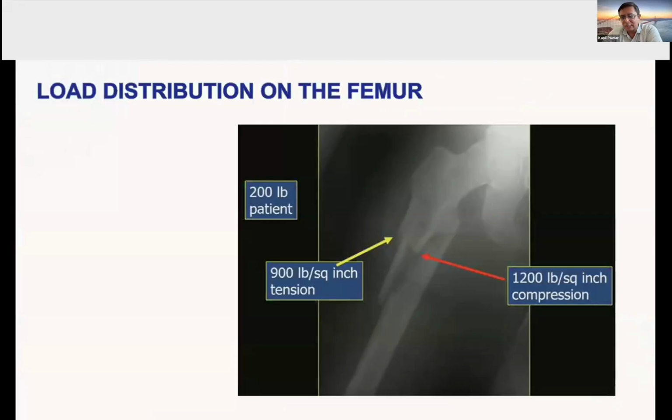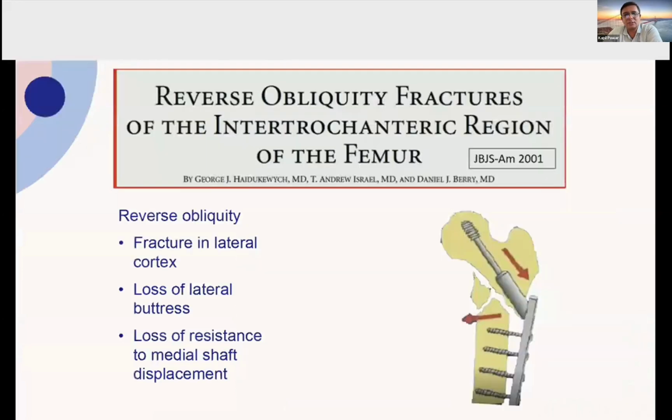If you take a 100 kg patient, then basically 4 times the body weight is tension on the outer side and 6 times the body weight is compression. So there are biomechanically quite large forces acting across this. As Dr. Summers said, the 2009 paper, the Dan Berry group, or Dr. Haidukewych, who published first in 2001, showed that this variety has a problem with a standard DHS.